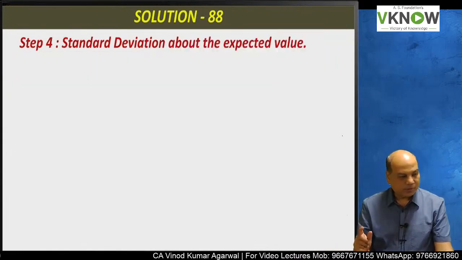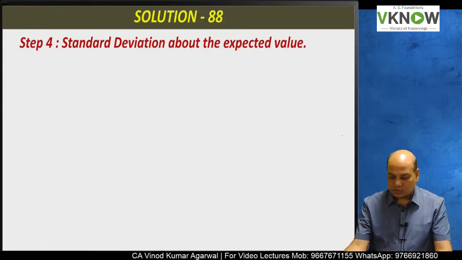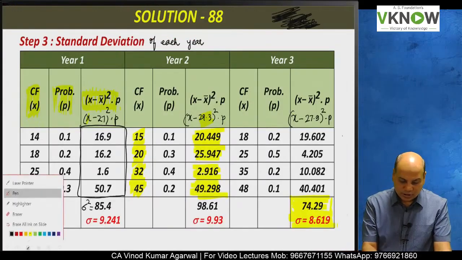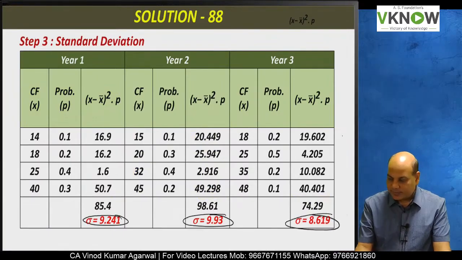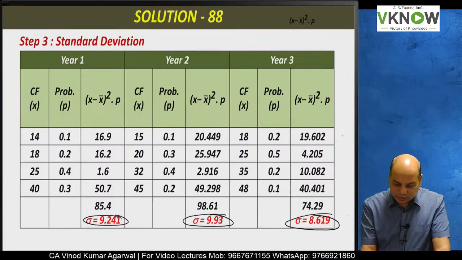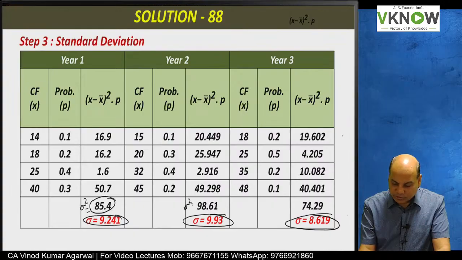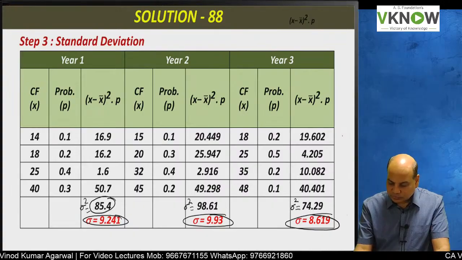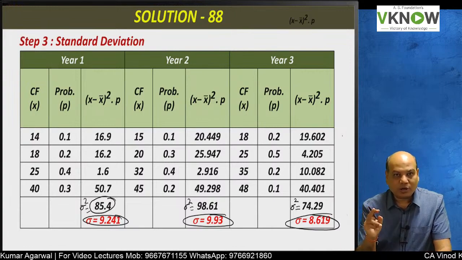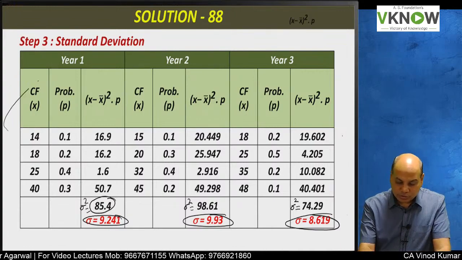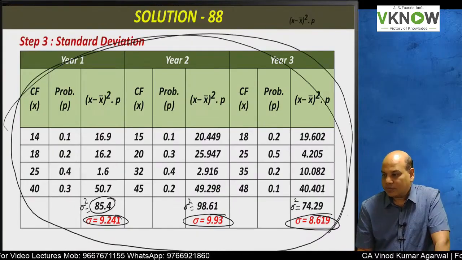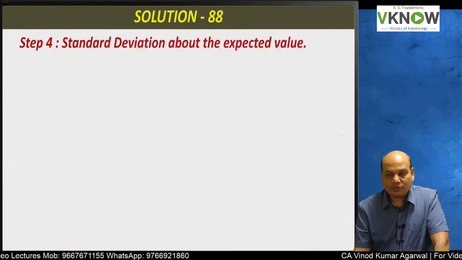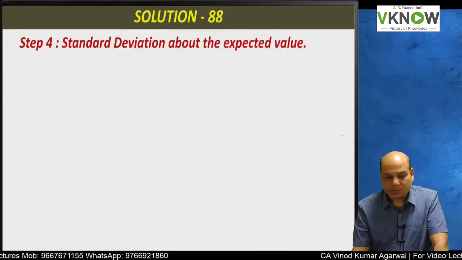Yes. Step number 4. I will explain and then move on. These are the individual years' standard deviation and these are sigma square. Now I have to apply the Hillier model, where I compute the standard deviation of the entire project. So write down step 4, standard deviation about the expected value.